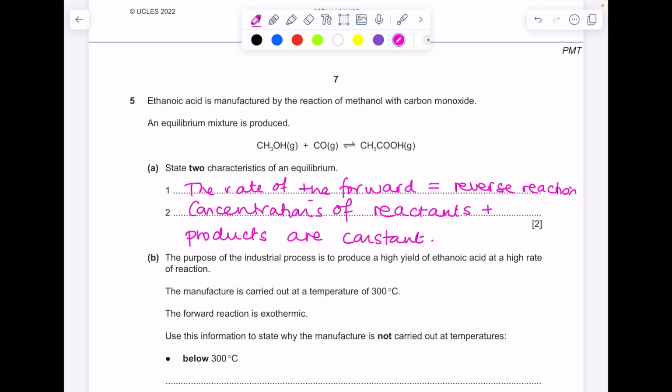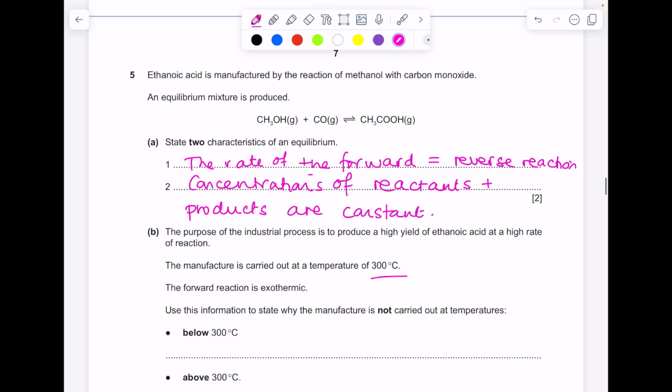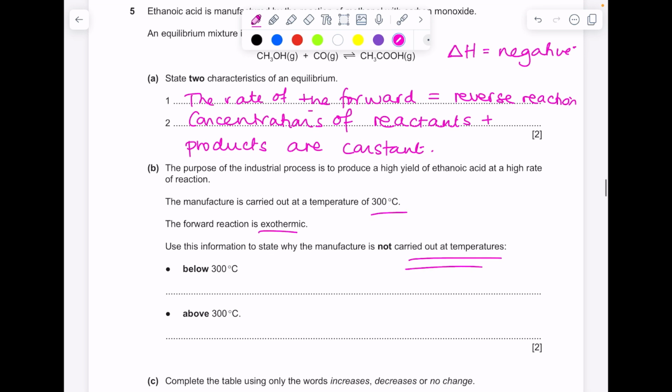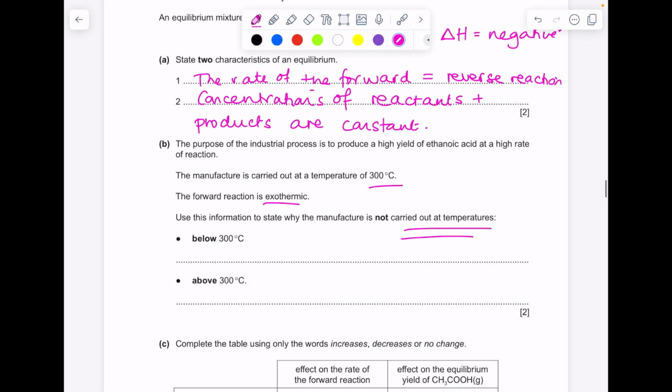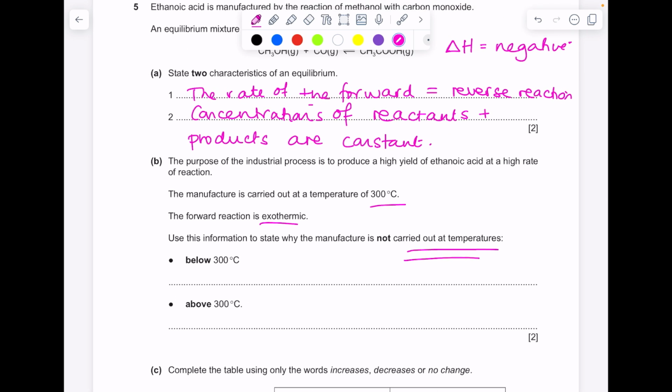The purpose of the industrial process is to produce a high yield of ethanoic acid at a high rate of reaction. The manufacture is carried out at a temperature of 300 degrees. The forward reaction is exothermic, so delta H is negative. Use this information to state why the manufacture is not carried out at temperatures below 300 degrees or above 300 degrees. So below 300 degrees would mean that the rate of reaction was too low, because collision theory would mean an infrequent number of successful collisions.